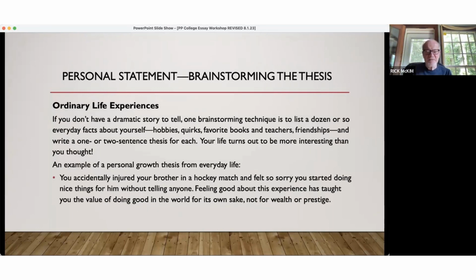But not all of us have stories like that. A lot of us just live ordinary life from day to day, don't have much of a sense of our lives being very dramatic or earth-shaking. And so if you don't have a dramatic story to tell, one technique you can use is to draw up a list of everyday facts about yourself: hobbies, quirks, favorite books, and teachers, mentors, adults maybe who've had a strong positive influence on your life, friendships, best friendships, a character portrait of your best friend, and how, given who you are, it makes sense that he's your best friend or she's your best friend. And it'll turn out that your life turns out to be more interesting than you thought.